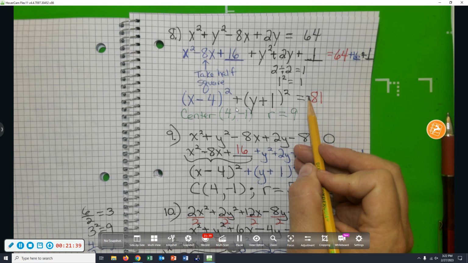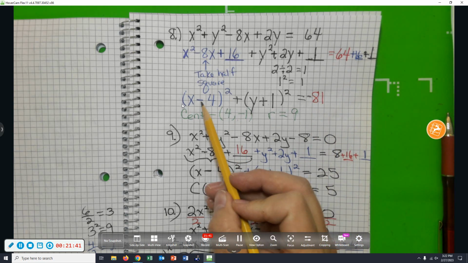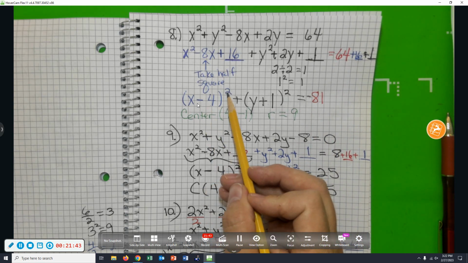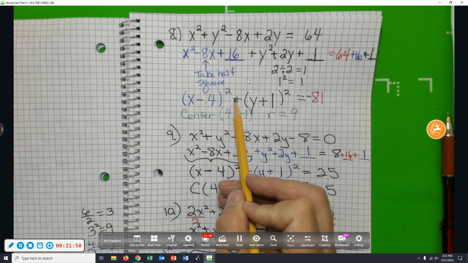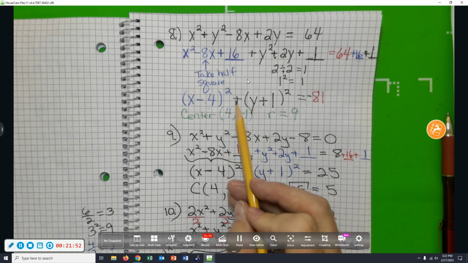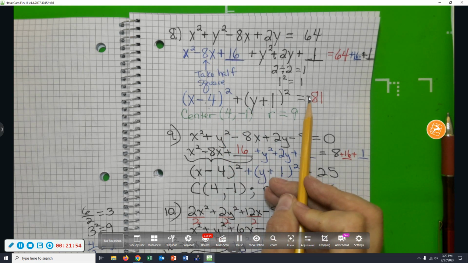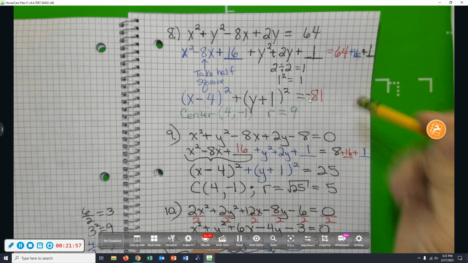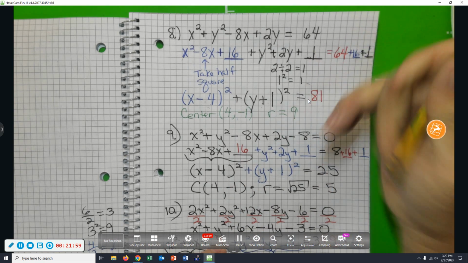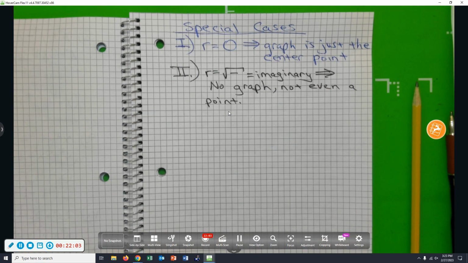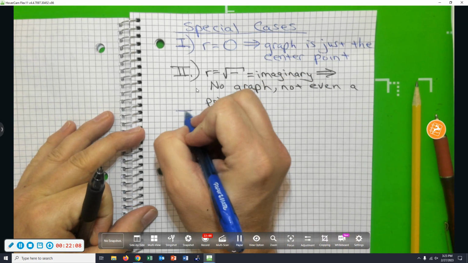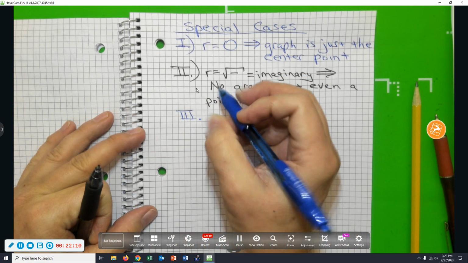Just listen. If that were negative, remember this stuff here is being squared. So no matter what's inside the parentheses, when you square it, what sort of result are you going to get? Positive plus positive. Can a positive plus positive equal a negative number? No. That's why if that radius turns out to be imaginary, you don't even have a center point. You have nothing. And then, what if there are no exponents?